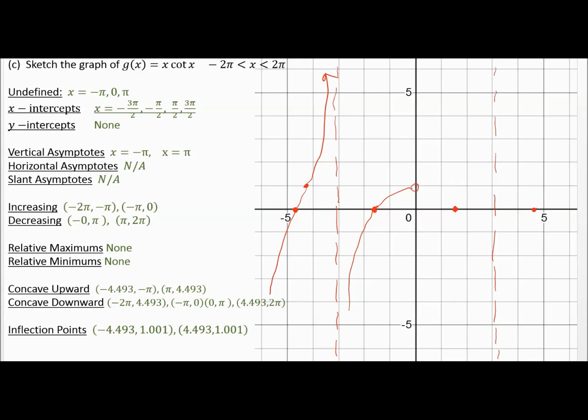Now on the other side, between 0 and pi, because remember this is pi over here, a vertical asymptote. What's happening? Well, between 0 and pi we are decreasing, so it's going down. Look, it matches what we're saying. We could also find the behavior between 0 and pi is going to negative infinity. We could go back and look at the behavior there. And then on the other side, what's going on over here?